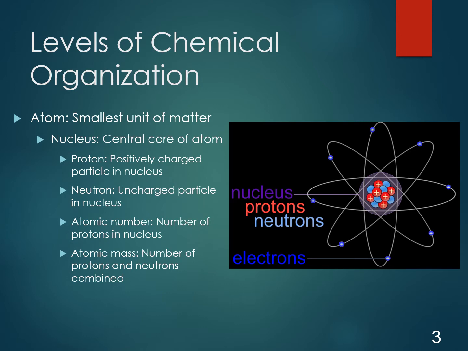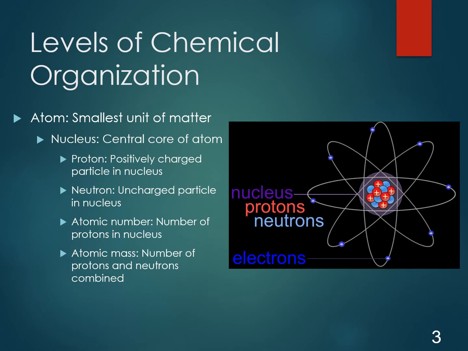In the center of the atom is what we call the nucleus, and in the nucleus there are two of these particles. The first particle is the proton. The proton is a positively charged particle that is in the nucleus, and also living in there is the neutron. The neutron is an uncharged or neutral particle that is in the nucleus.